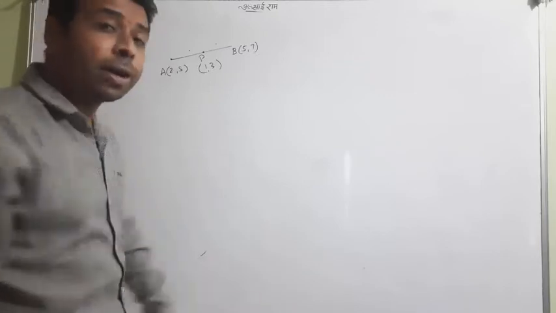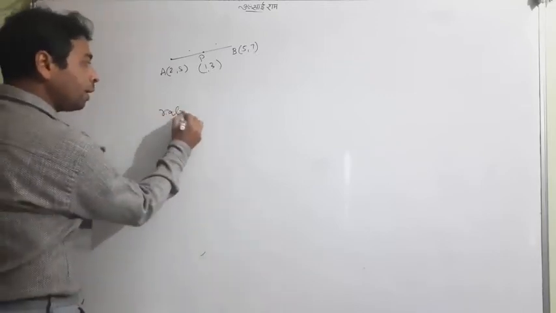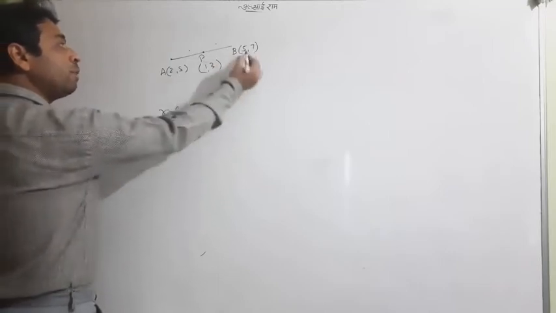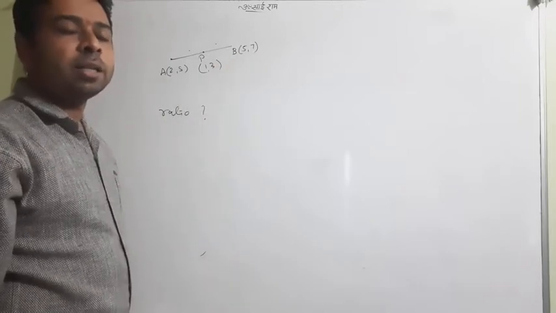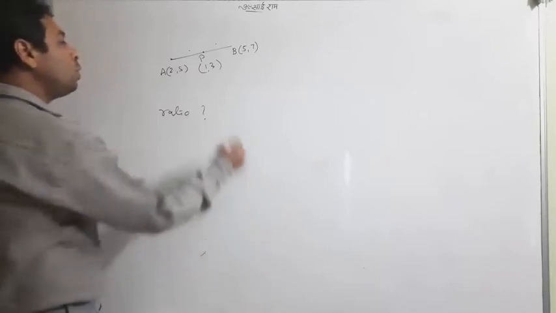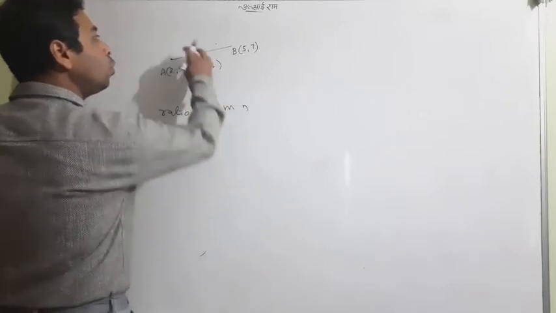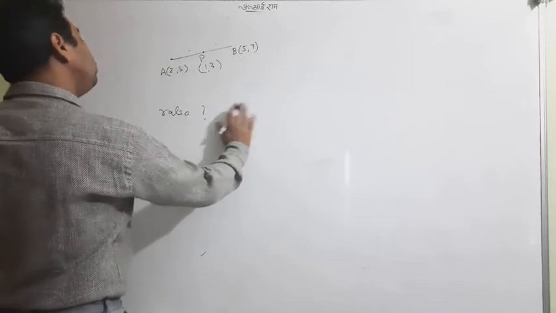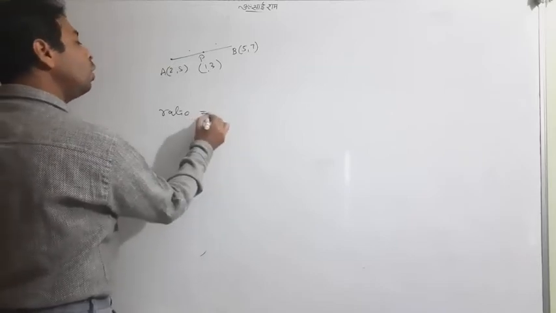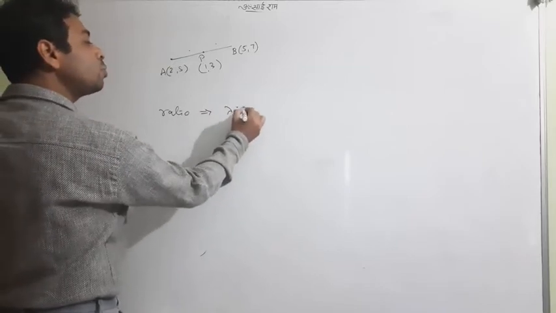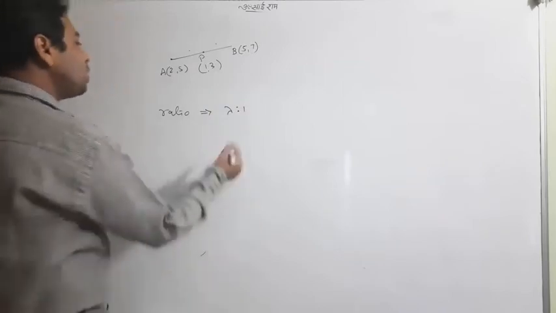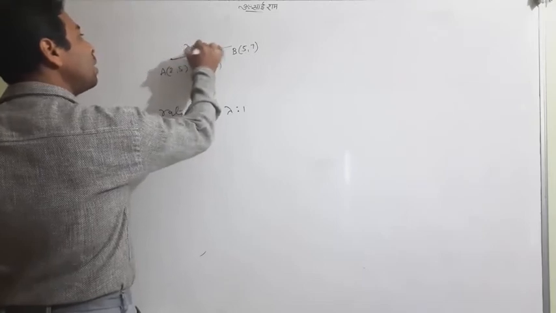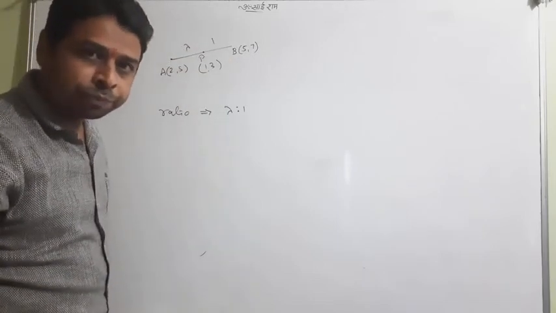So how can you find the ratio? You want to find the ratio in which point P divides AB internally. So that time only I suggest you, don't assume M is to N. Whenever you need to find the ratio, always assume the ratio is lambda is to 1. So what is the meaning of that? This is suppose lambda and this is 1. Lambda is to 1. And what is its answer?